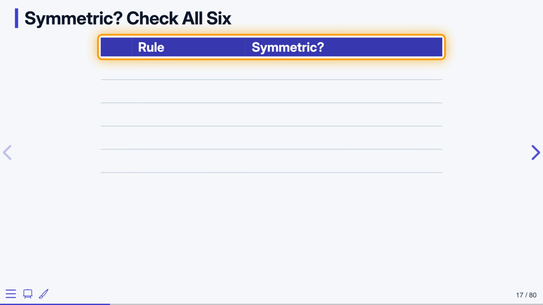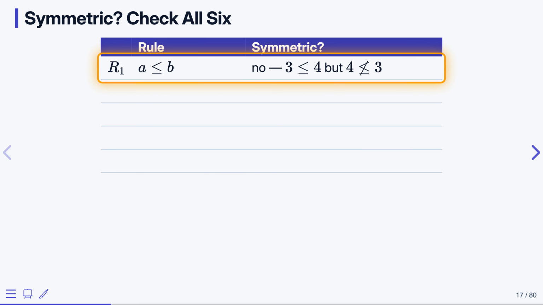Let's check all 6 for symmetry. R1 is A less than or equal to B. Take the pair 3, 4. 3 is less than or equal to 4, so that pair is in R1. Now flip it. Is 4 less than or equal to 3? No. So R1 is not symmetric, and the pair 3, 4 is the witness.